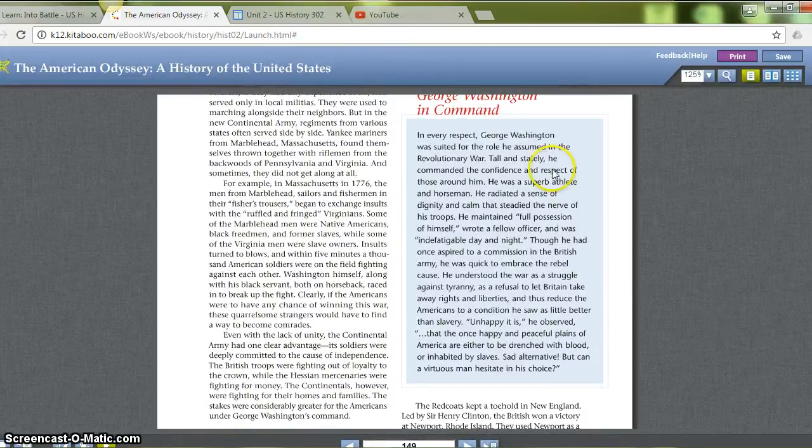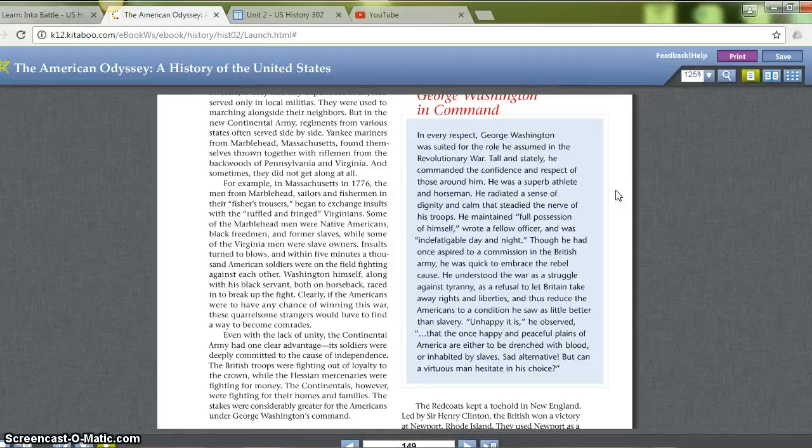George Washington in command. We'll read this excerpt before we move on. In every respect, George Washington was suited for the role he assumed in the Revolutionary War. Tall and stately, he commanded the confidence and respect of those around him. He was a superb athlete and horseman. He radiated a sense of dignity and calm that steadied the nerve of his troops. He maintained full possession of himself, wrote a fellow officer, and was indefatigable night and day.